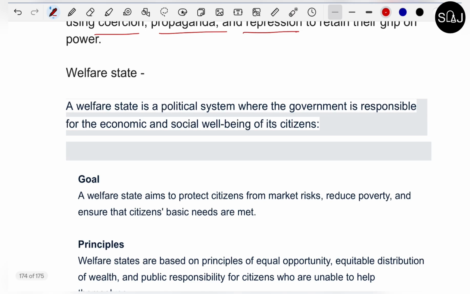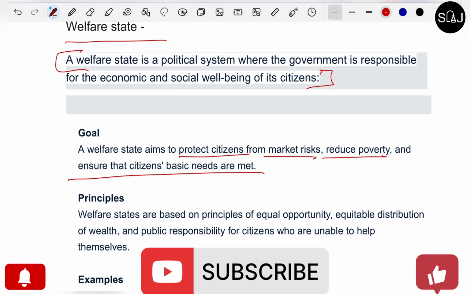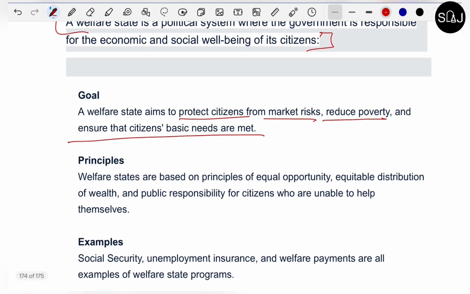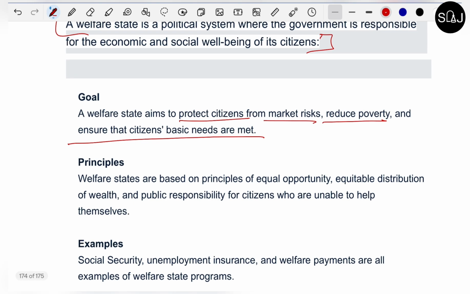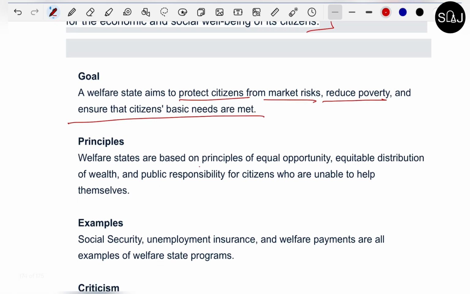A welfare state is a political system, again, where the government is responsible for the economic and social well being of its citizens. A welfare state aims to protect citizens from market risk, reduce poverty, and ensure the citizens' basic needs are met. So, by the name itself, you can actually understand they are looking forward to working for the people, because a welfare state has the word welfare in it, and welfare means that you are doing good for the people, especially. Welfare states are based on principles of equal opportunity, equitable distribution of wealth, and public responsibility for citizens who are unable to help themselves.